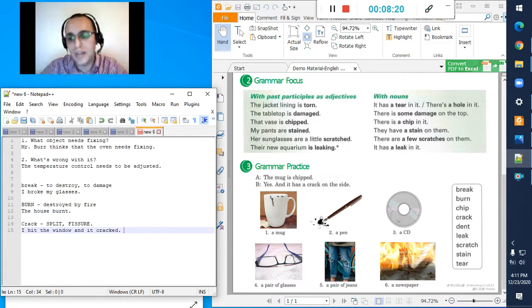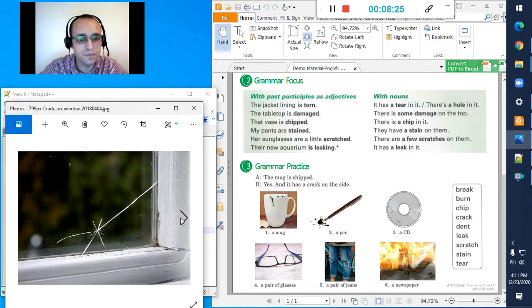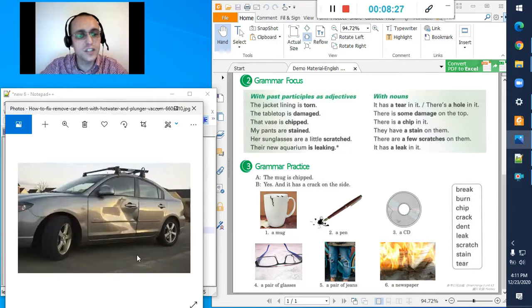Okay, great. A dent. What is a dent? Let's see a picture. What can you see there? A car that was hit. Very well. So a dent is like a mark, like a hole inside of something. And a dent is caused by pressure or by a hit. Okay? Can you make an example sentence?